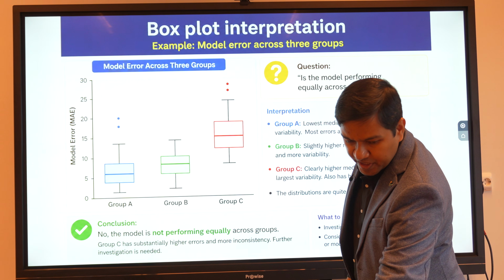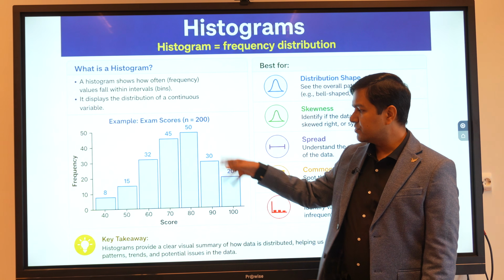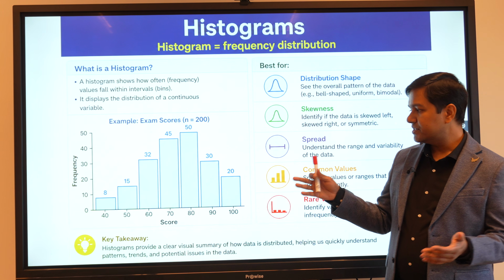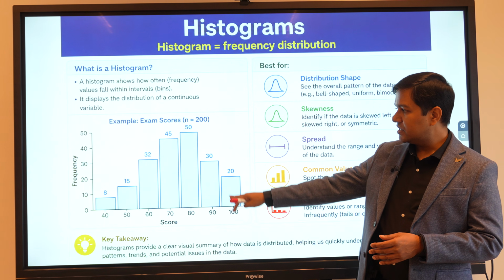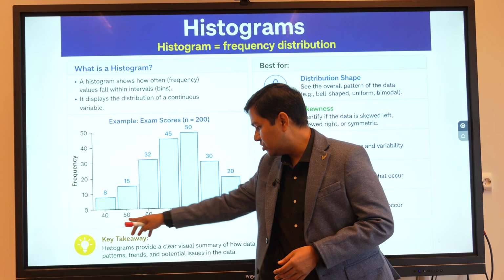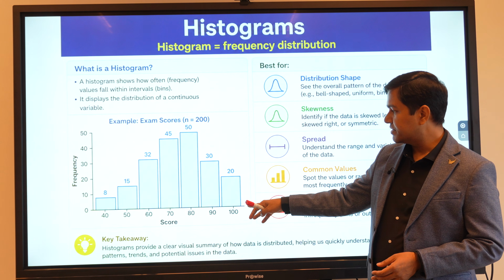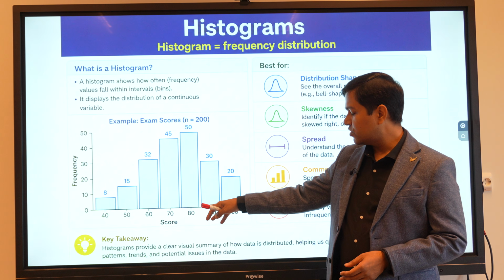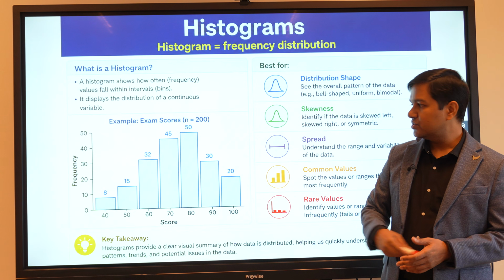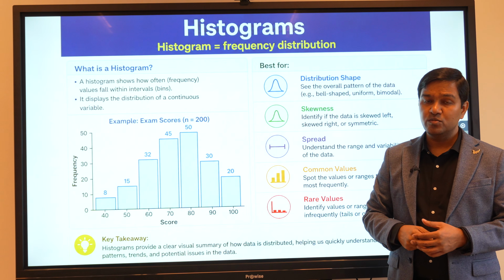Next comes the visualization technique called histogram. Now a histogram is basically how frequently something is appearing, and often if we have too many data points we group them. For example, here the students are getting exam scores from 40 to 100. How many times has someone got a score from 90 to 100? 20 times. How many have got from 80 to 90? 30 times. So like that it has been plotted. This will help in understanding how the scores have been distributed.